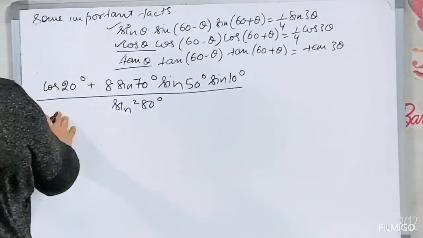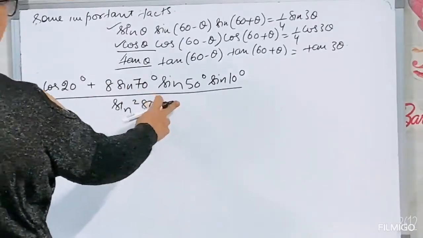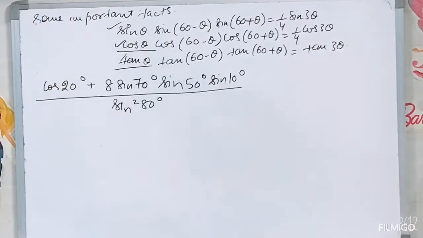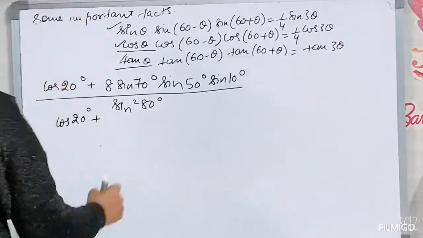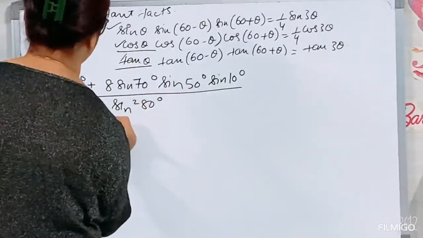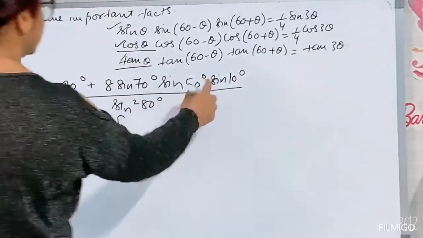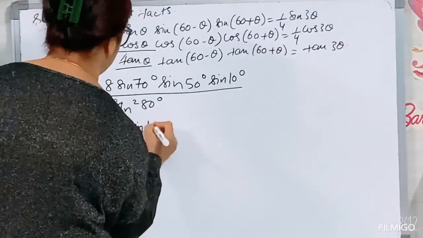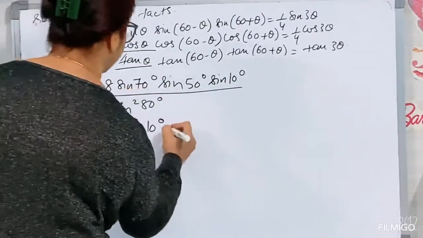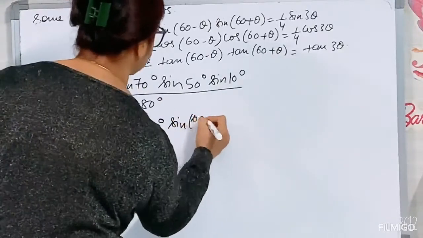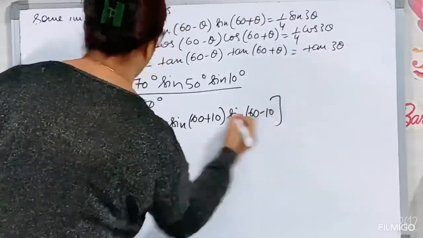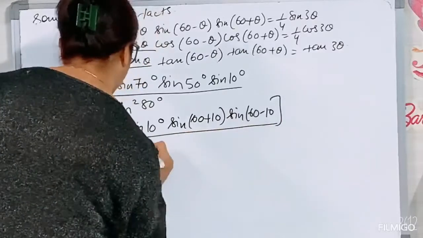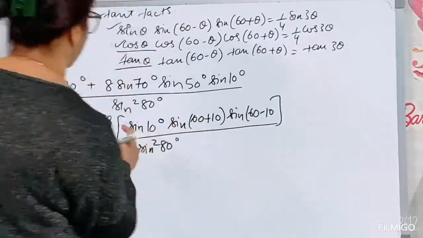Cos 20 degree plus 8 sine 70 degree, sine 50 degree, sine 10 by sine square 80 is our next question. How to do it? Cos 20, I don't know the value. Keep it like that only. Now in this also, I don't know any of the values. Keep it in a bracket. What is the lower angle? Sine 10 degree. Keep it. Sine 70 I can write 60 plus 10 and 50 I can write 60 minus 10. Now the value will be comparing with our facts, sine square 80 degree.